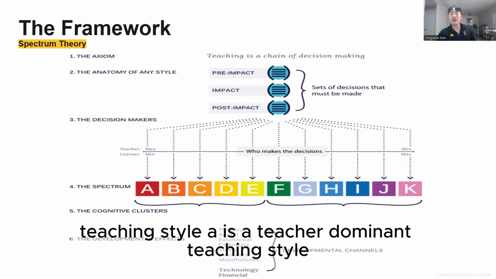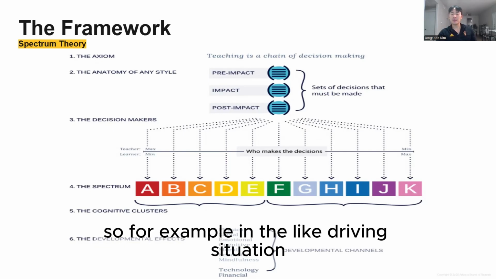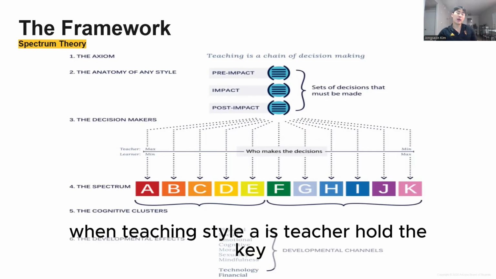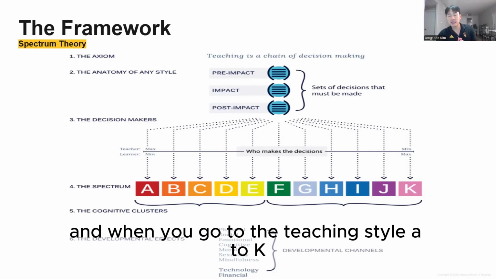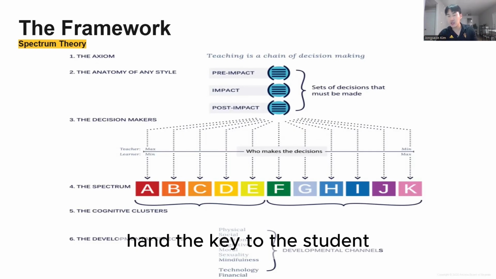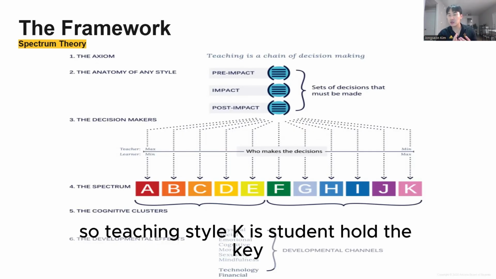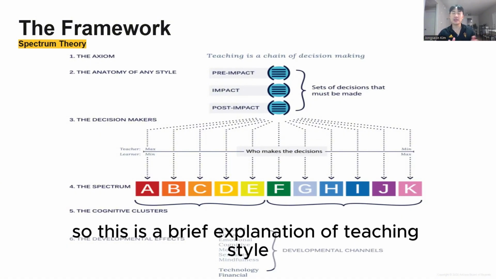So teaching style A is a teacher dominant teaching style and the teacher makes the majority of decisions. For example, in a driving situation, in teaching style A the teacher holds the key and the student is just sitting behind. As you go from teaching style A to K, the teacher gradually hands the key to the student. So in teaching style K, the student holds the key and drives the car, and the teacher sits behind. So this is a brief explanation of the spectrum of teaching styles.